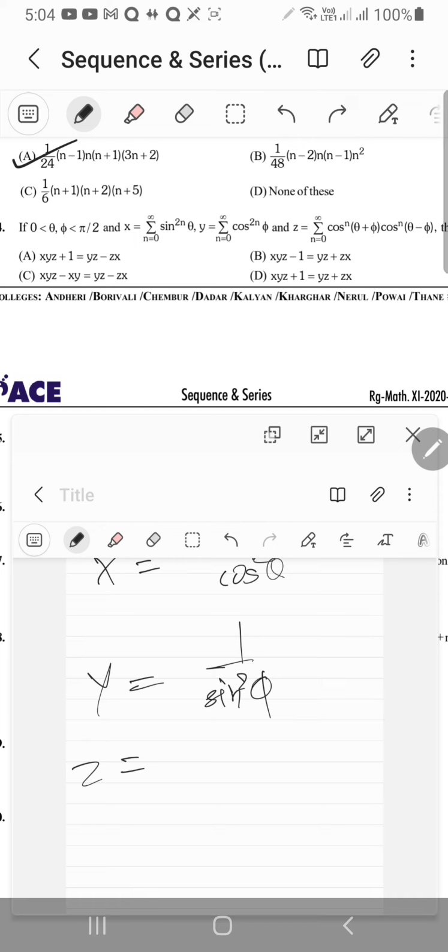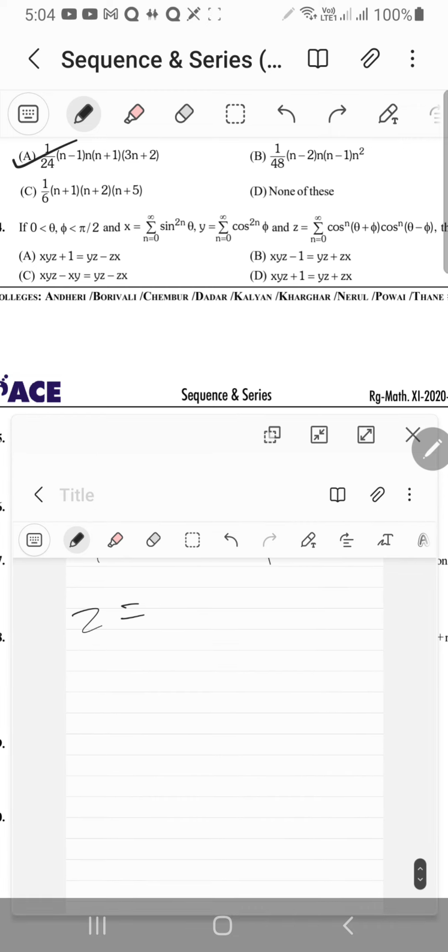What's Z? What is this? Why is this theta minus phi over there? I don't know. But one thing we know is just cosine of theta plus phi, cosine of theta minus phi. That thing is the ratio, right? So it's 1 upon, I mean, you start at 1 anyway.